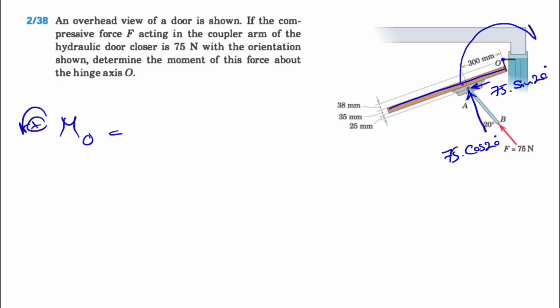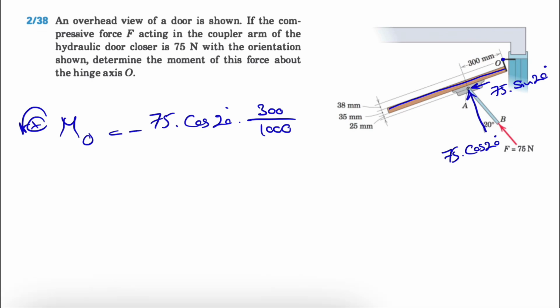As we can see, the moment is clockwise, so we have a negative sign. The force is 75 times cosine of 20 degrees, and the distance is the vertical distance to point O, which is 300 millimeter. If we want to get it in meter, we divide it by 1000. So that was the moment of the perpendicular component.